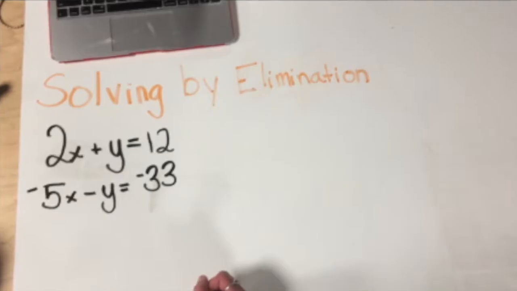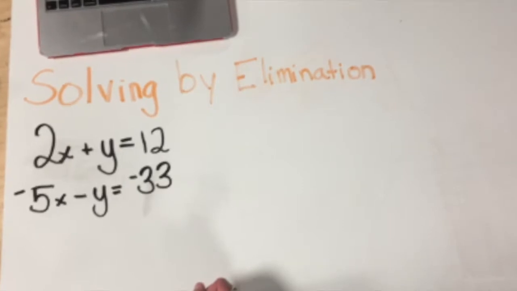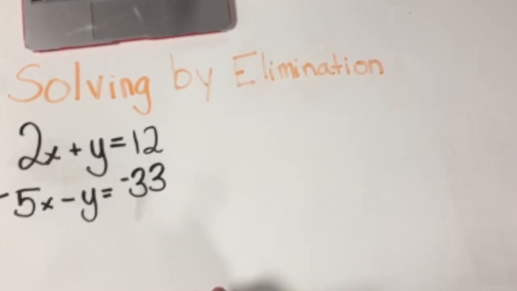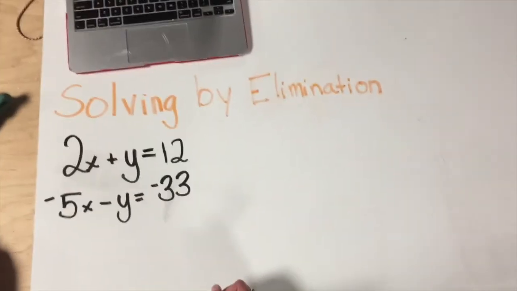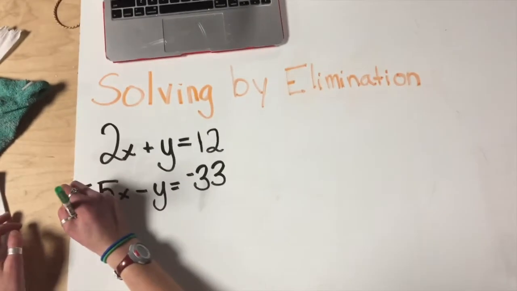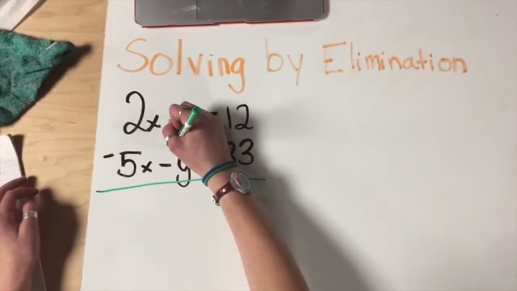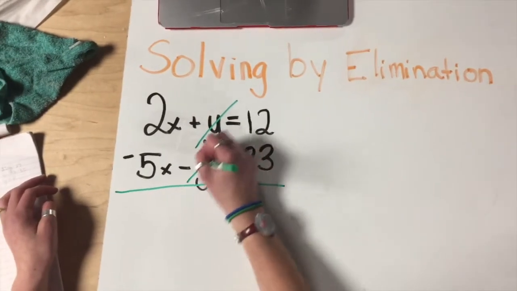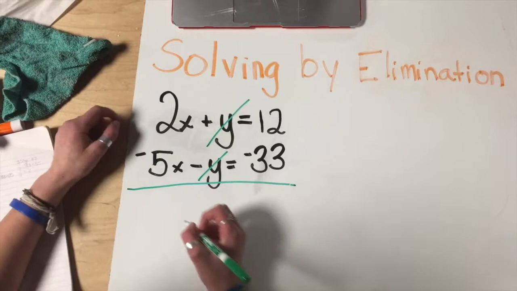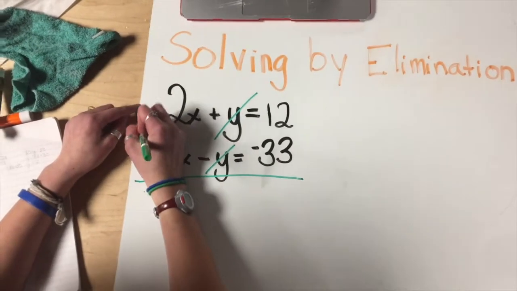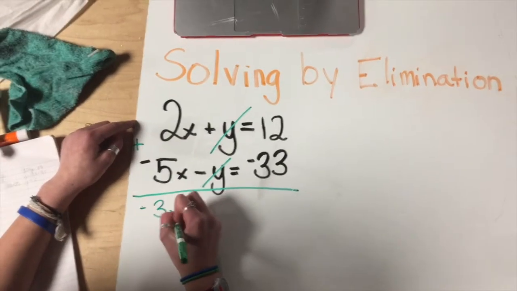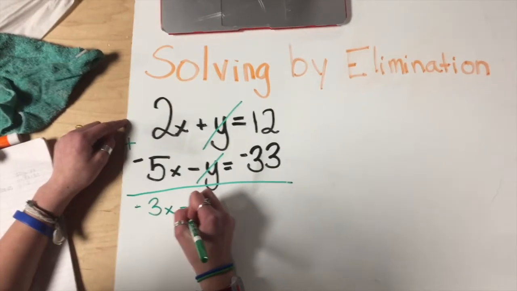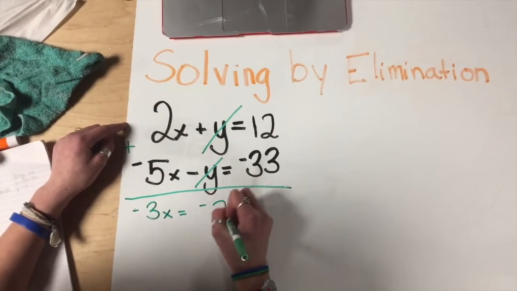Solving by elimination. So the equations are 2x plus y equals 12 and negative 5x minus y equals negative 33. What we're going to do is add these two equations together. As you can see, positive y plus negative y cancel, and so you're left with 0. And now we're going to add 2x and negative 5, which equals negative 3x. Then we're going to add the two numbers on the other side of the equal sign. And 12 plus negative 33 is negative 21.